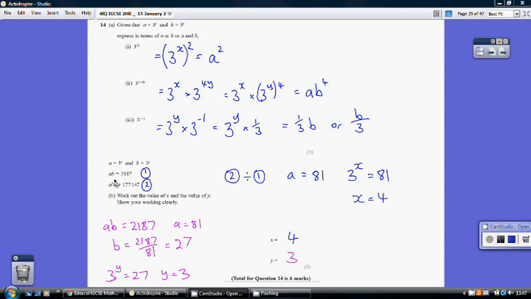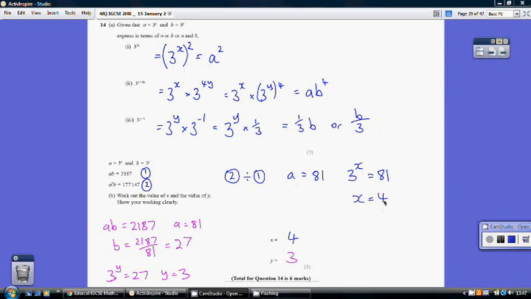Now for part b, I'm going to start off by dividing equation 2 by equation 1. This will mean that my b's eliminate, because b divided by b is 1, and I'm left with a single a, because a squared divided by a is a. So if I do equation 2 divided by equation 1, I'm left with a equaling 81. Now, a is 3 to the power of x, so 3 to the power of x equals 81.